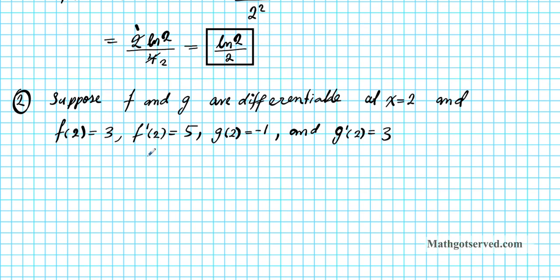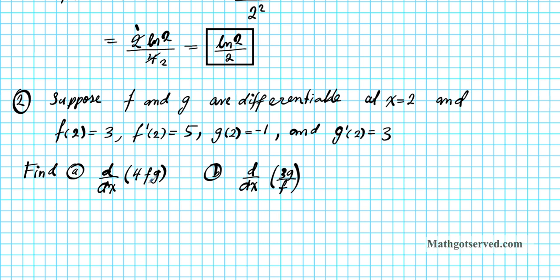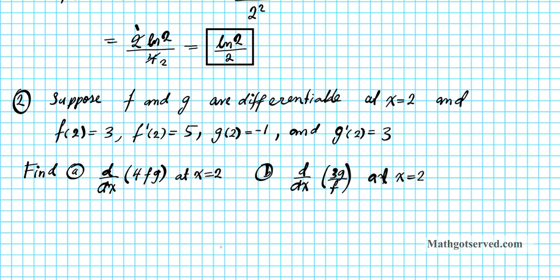So the task is to find A, the derivative d/dx of 4fg, and B, d/dx of 3g over f. Okay, we have to find this one at x equals 2. Both of them, we need to find both of them at x equals 2. Okay. All right, let's do the A part.